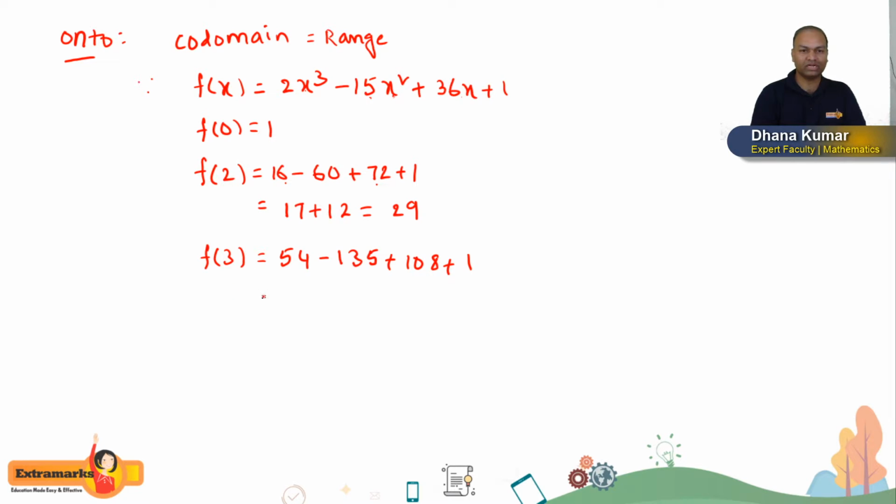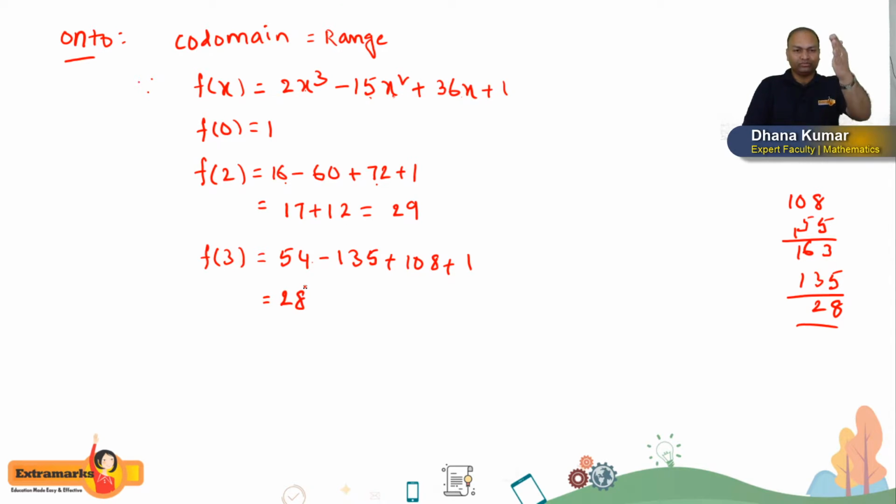Plus 1. So that is equal to, here just you see rough calculation: 108 plus 54 plus 1, 55. Addition: 8 plus 5, 13, 6, 1, 163. Minus 135: 13 minus 5, 8, 5 minus 3, 2. So the answer is 28.